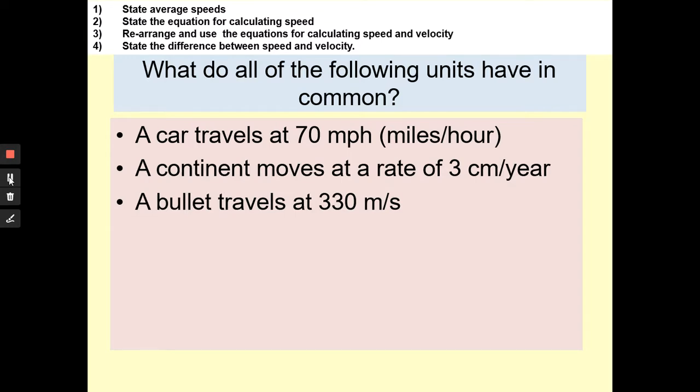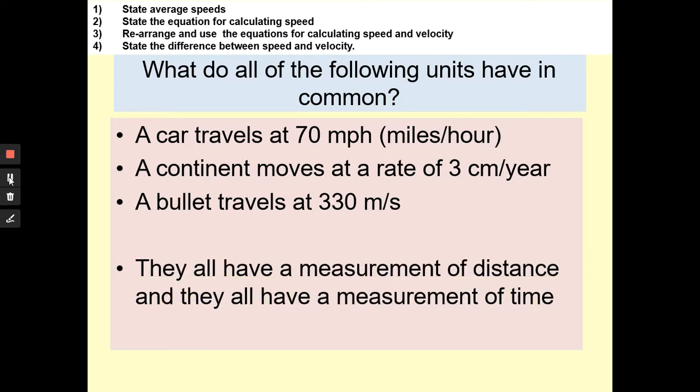Now that continental one in the middle there is due to the fact that the plates on this planet are moving. The great big slabs of rock that we call continental plates are in constant motion, and we are actually moving away from America at a rate of 3 centimetres per year. America's getting further away. And that bullet there, that speed is basically the speed of sound, which is why a bullet makes that cracking sound as it's travelling, because it's approaching the speed of sound.